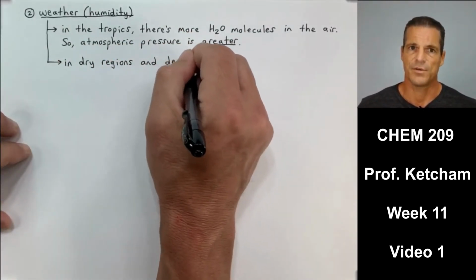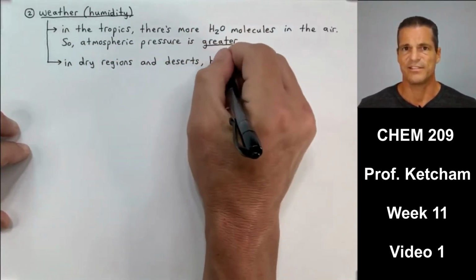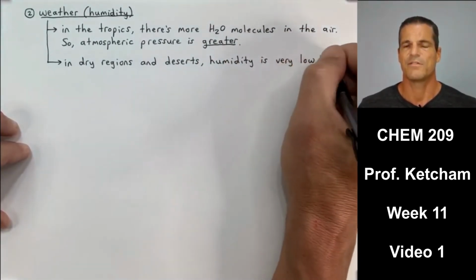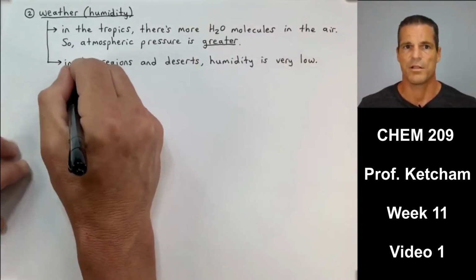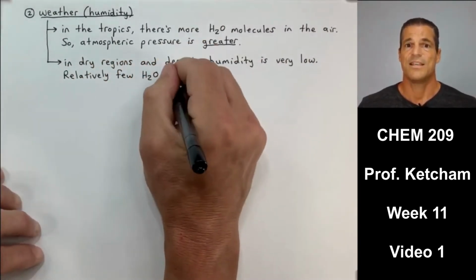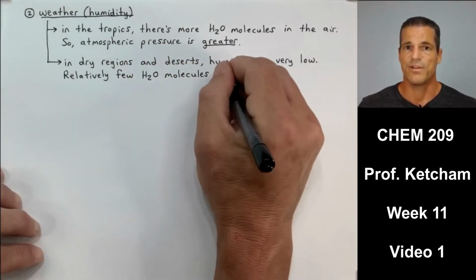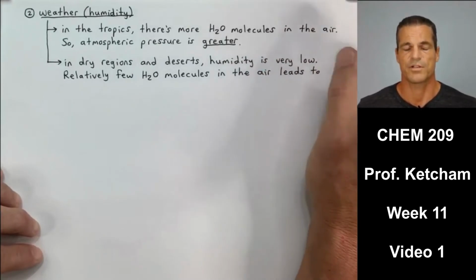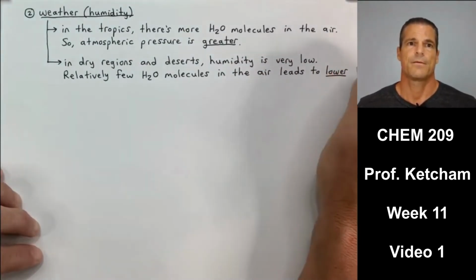Well, the opposite is true in dry regions and in deserts around the world. Humidity is very low. Air is very dry. There are not that many water molecules. Relatively few water molecules in the air or in the atmosphere leads to a lower atmospheric pressure. Okay?